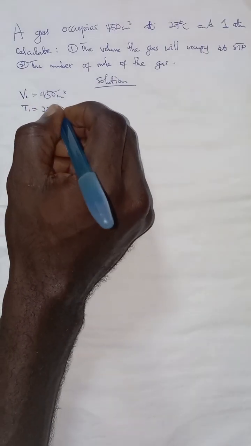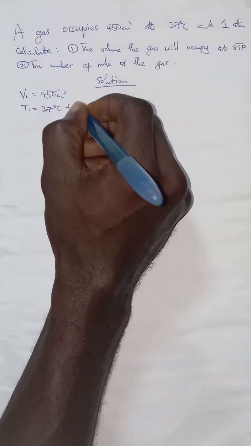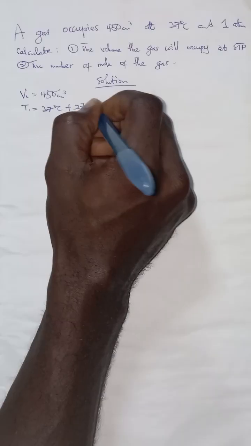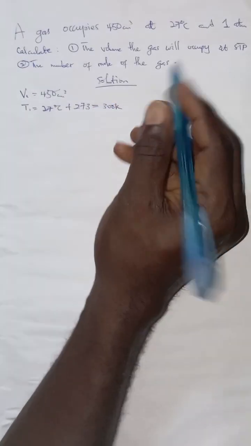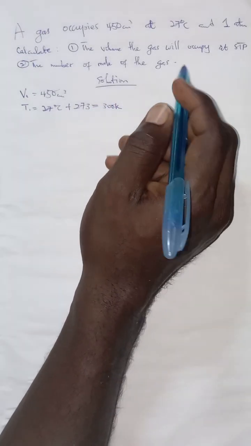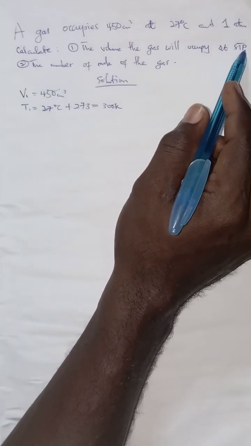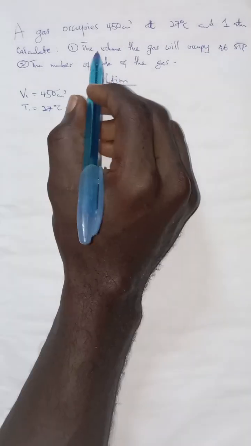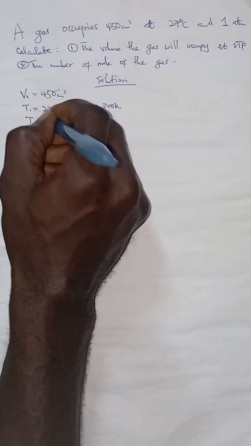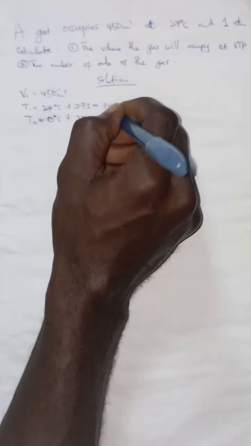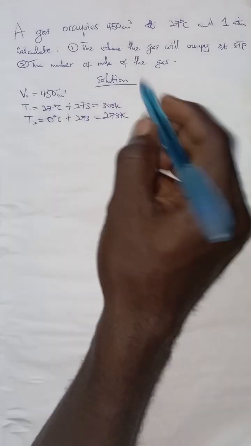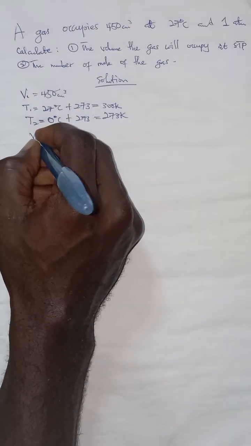Our T1 is what? It is 27 degrees Celsius. Now, degrees Celsius converted to Kelvin is going to be plus 273. That's 300 Kelvin. Am I right? And then at 1 atm. Now, leave that atm. That atm means atmospheric pressure. However, they said standard temperature and pressure. So at STP, the volume the gas will occupy will be what? At STP, T2 will be equal to 0 degrees Celsius plus 273, to convert it to Kelvin, 273 Kelvin. So to calculate the volume, this is V2.